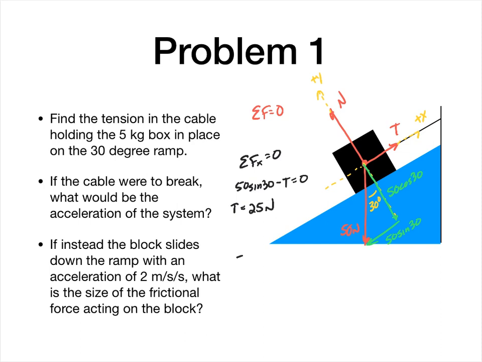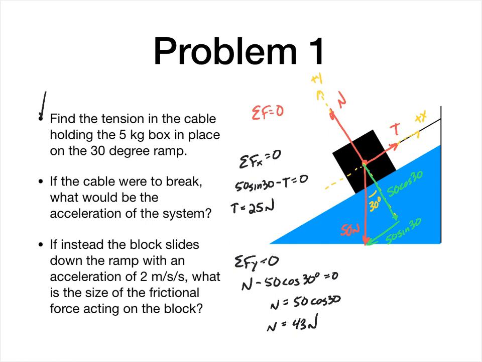Of course, net force in the y direction also equals 0. That's going to be normal minus 50 cosine 30 degrees equals 0. So normal equals 50 cosine 30. Cosine 30 is 0.866. So normal equals 43 newtons. Done.